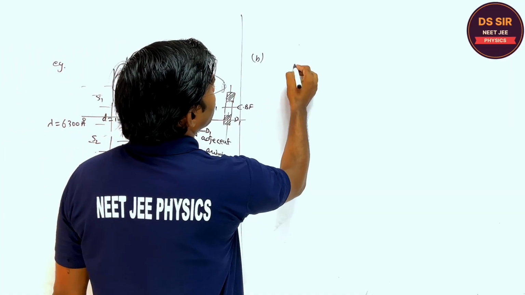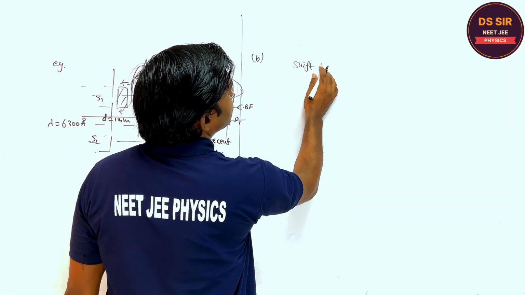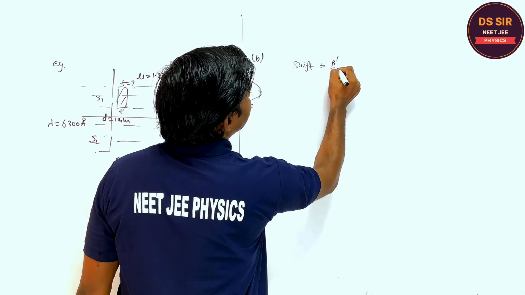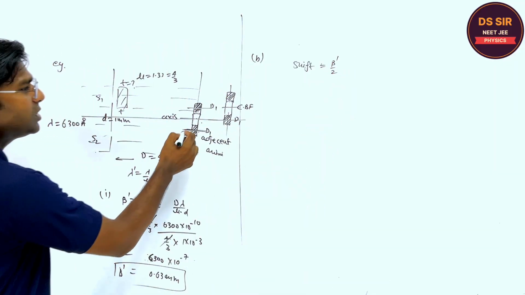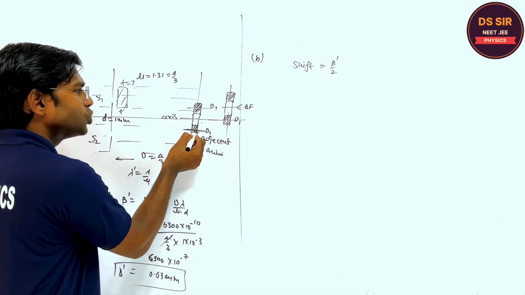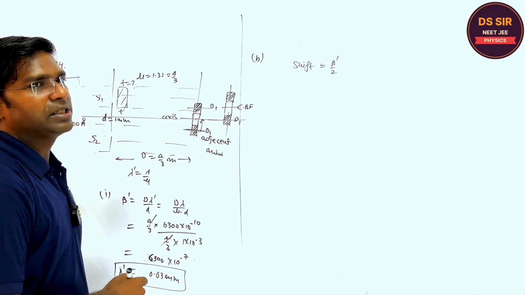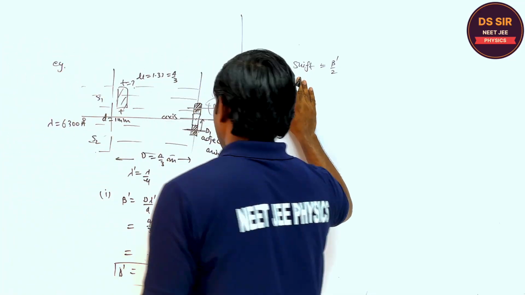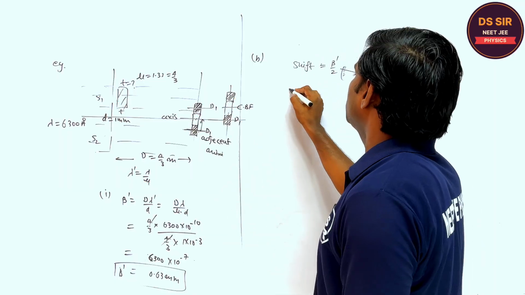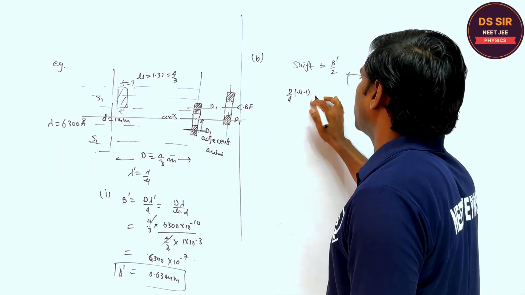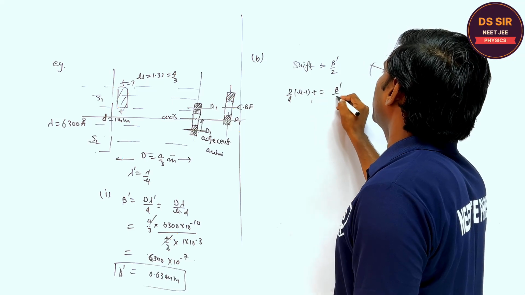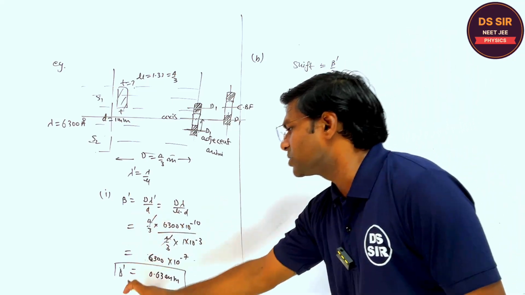So what does it mean? What is the shift? The shift equals beta dash by 2. Understood or not? Only the D1 should shift it to this central bright fringe. So what is the shift? The shift is nothing but D upon D, (mu minus 1) into T. It must be equal to beta dash upon 2. This is the beta dash.